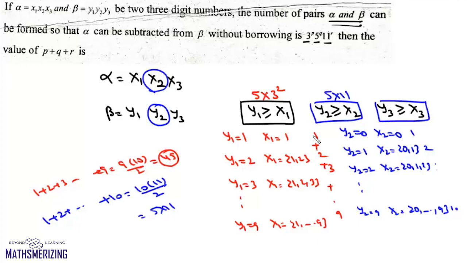And for this third one also, it will be 5 into 11 ways. So the total number of ways possible will be 3 square, 5 cube into 11 square. Now P is 2, Q is 3 and R is 2. Now the value of P plus Q plus R will be simply 2 plus 3 plus 2, which is 7, and that is the answer to this question.